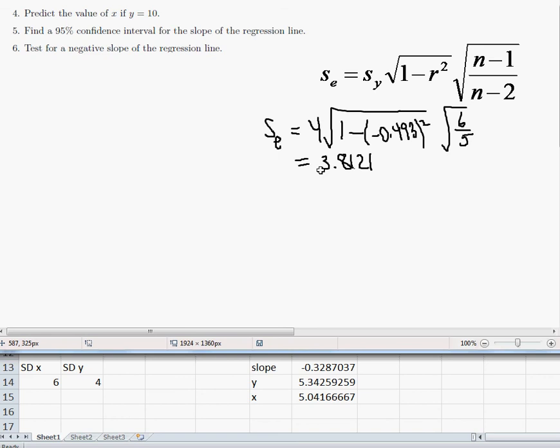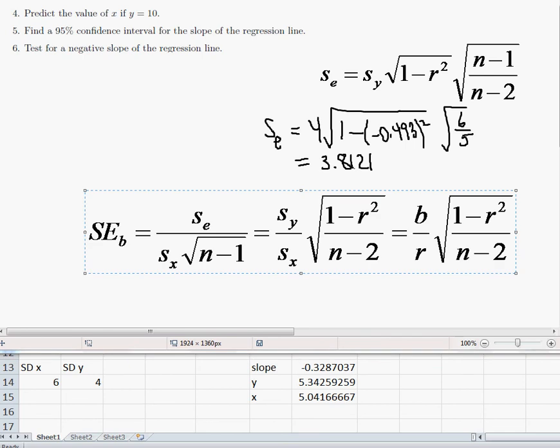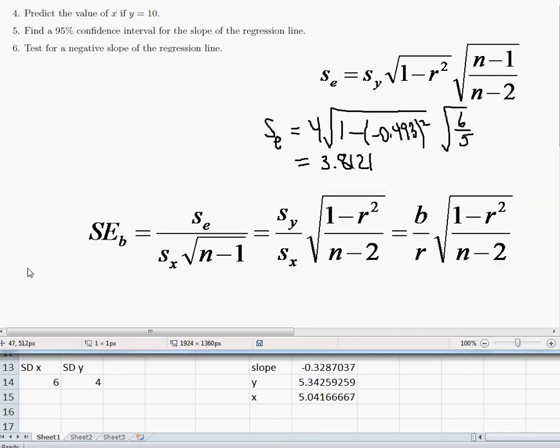And then knowing this information, we can now get the standard error for the slope. And the formula for the standard error for the slope is on the screen. There's actually 3 ways of doing it. We have S sub e over S sub x over square root of n minus 1 using the information we just got. Or we could have directly done S sub y over S sub x times square root of 1 minus r squared over n minus 2.